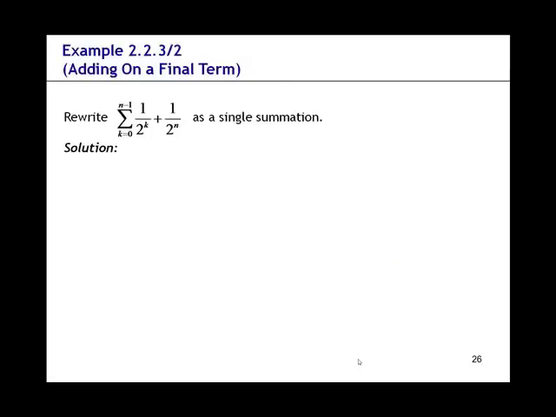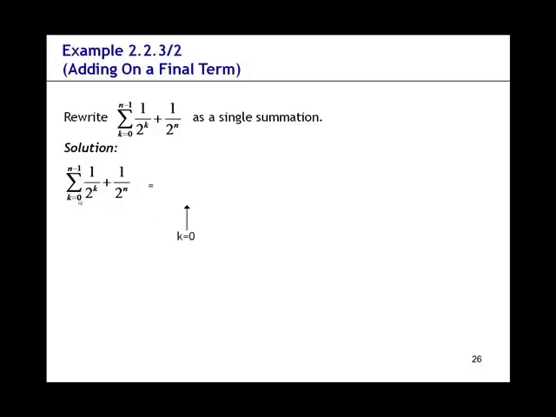Now, adding on the final term. In this case, we are doing the reverse. We want to express what is given in the question as a single summation. Right now we have the final term, which is separated. We want to add it back in. Let's look at the solution for this case.